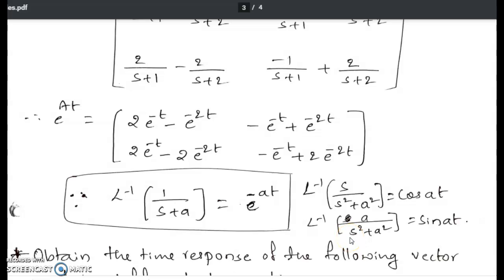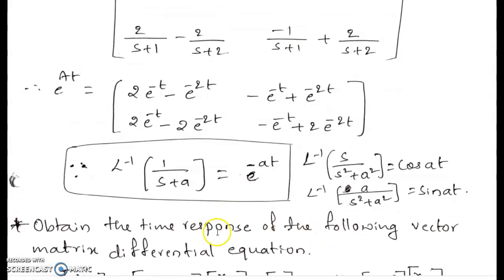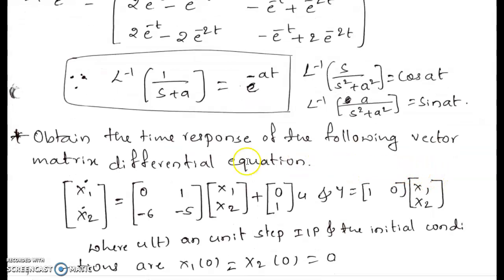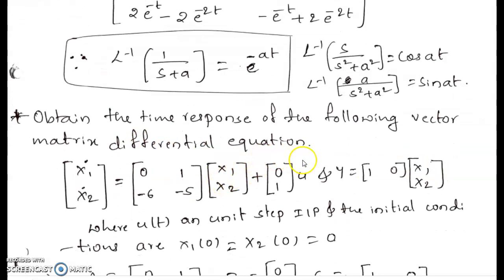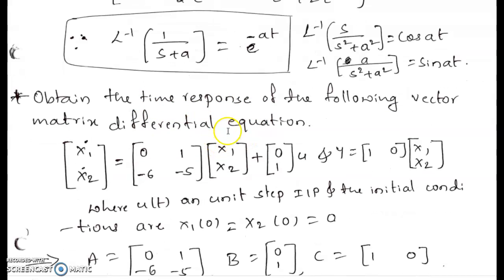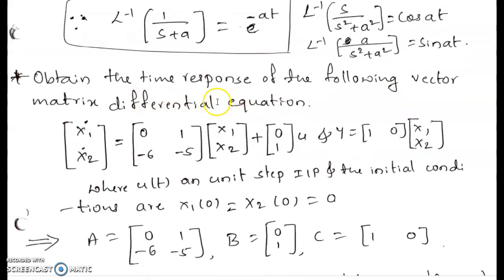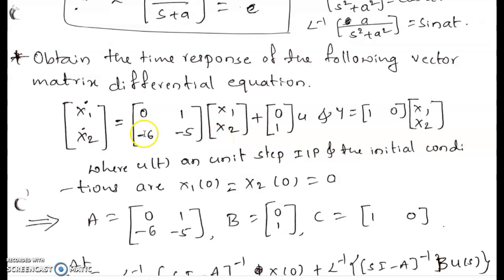Okay, see the next problem here. Obtain the time response of the following vector matrix differential equation. What is time response? x of t. Remember, time response is nothing else, it is x of t. Find the x of t means find the solution for the given state model. Find the solution means x of t. How to find x of t here?